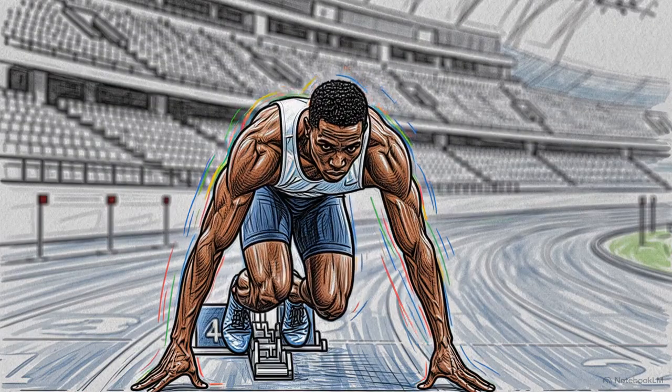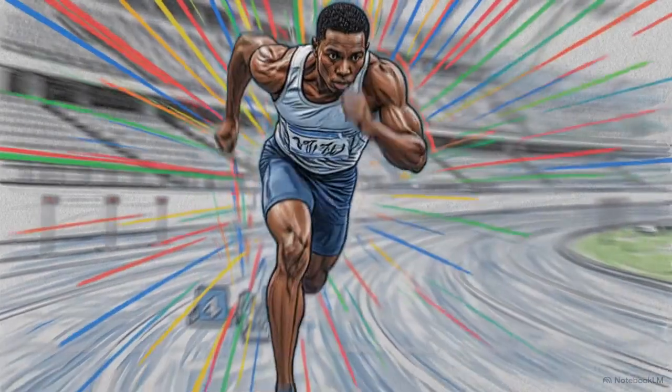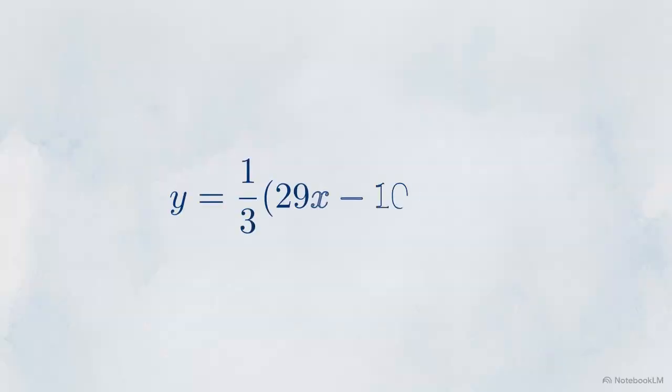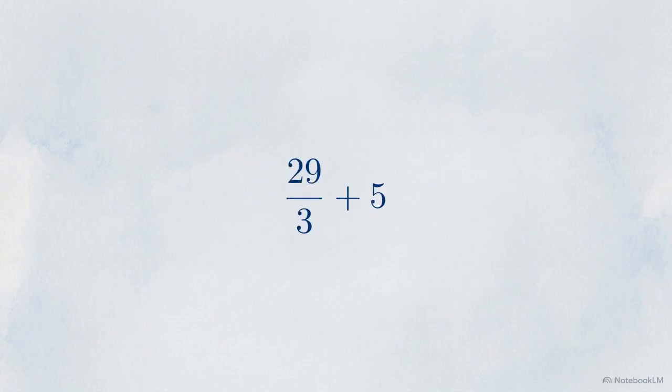Now, let's look at a high-speed strategy for when you are sitting in the actual exam hall. Look at the original equation again. When a question asks only for the gradient, the constant terms without an x have absolutely zero impact. You can ignore them entirely. We multiply the 1/3 by 29 to get 29 over 3, and add the outside 5. Convert the 5 to 15 over 3, add them together, and we hit 44 over 3.